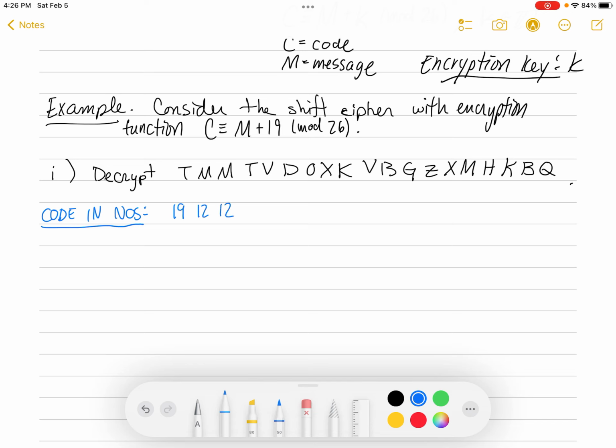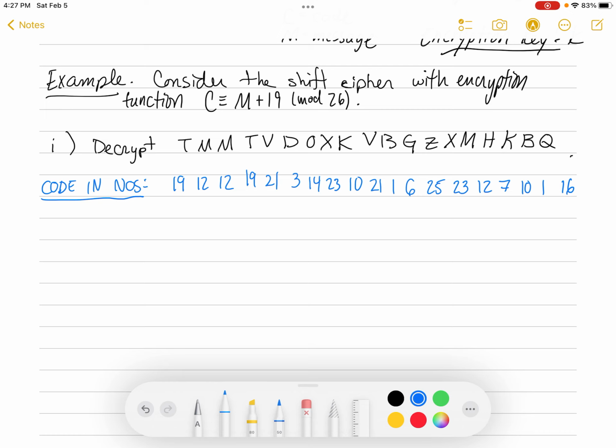So T is 19, M is 12, M is 12, T is 19, V is 21, D is 3, O is 14, X is 23, K is 10, V is 21, B is 1, G is 6, Z is 25. Wait, Z is 25, yeah. X is 23. M is 12. H is 7. K is 10. B is 1, and Q is 16. Okay, so that's my code.